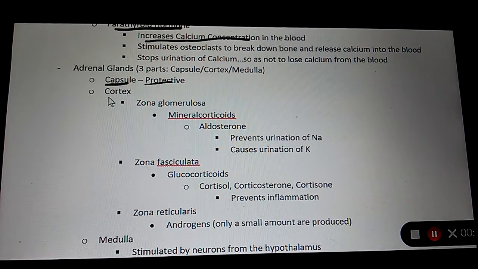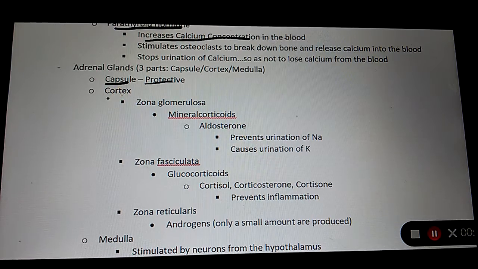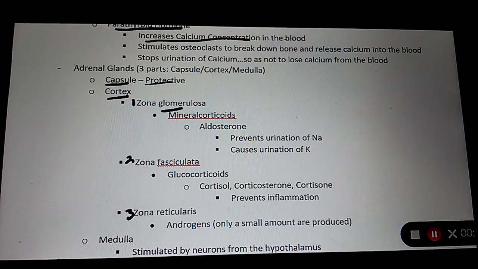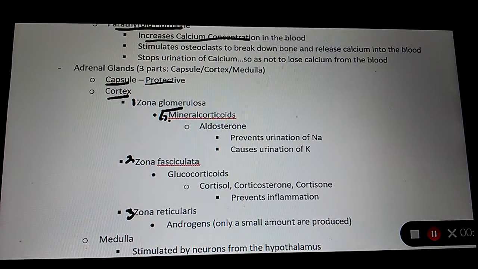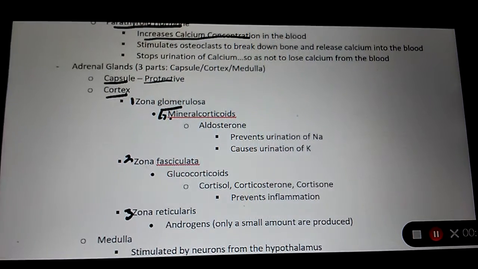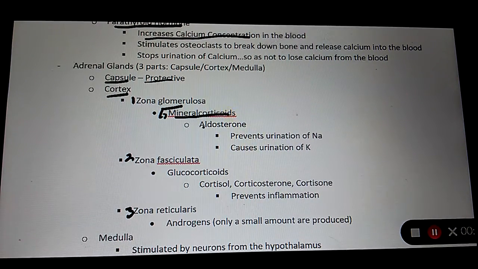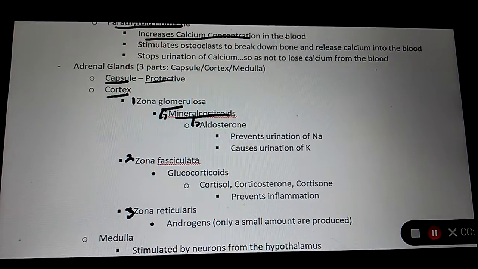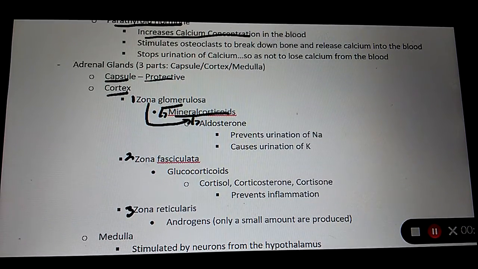Okay, how many parts are there to the cortex? 3. 1, 2, and 3. Make sure you know each layer. The glomerulosa produces what? Mineralocorticoids. What's an example of mineralocorticoids? Aldosterone. Does the zona glomerulosa produce aldosterone?